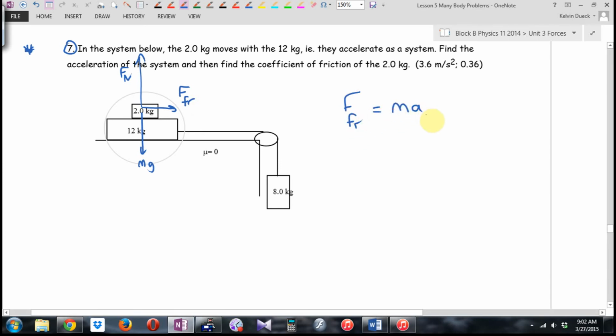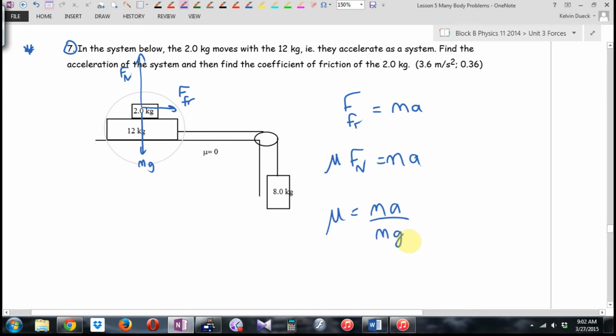Friction is what times what? Mu times the normal force. How would I get the mu by itself? I don't know the normal force. Oh, but look, I know another force, the same. So let's go mu equals ma over Fn, except what's the same as Fn?